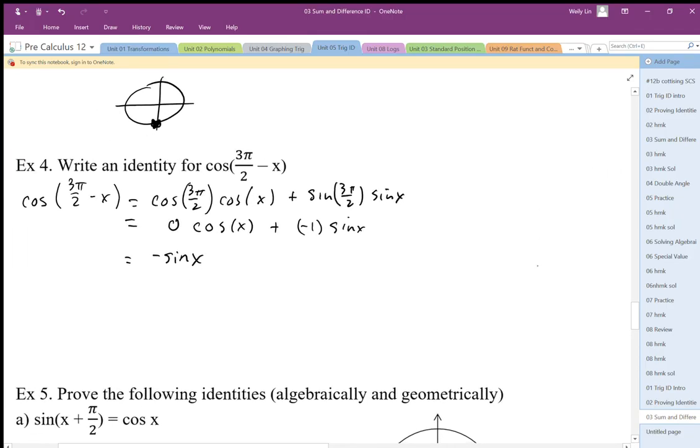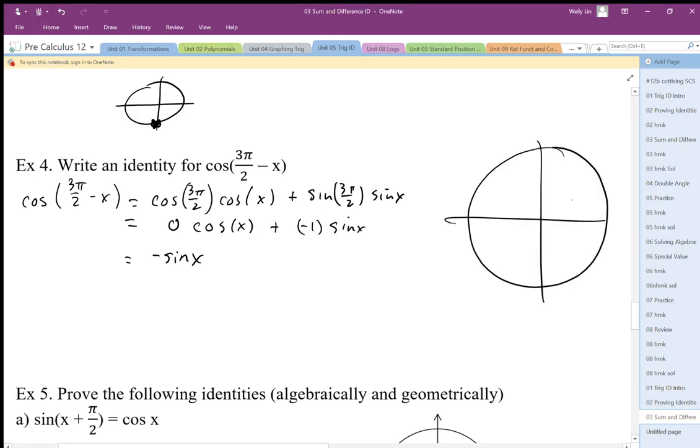We actually did problems like this in the circle trig unit. So I'm just going to arbitrarily draw angle x there. So there's my angle x. And then I'm going to draw 3 pi over 2 minus angle x. So 3 pi over 2 is right there. If I go backwards angle x, I'm going to get that same triangle oriented in this direction. So there's my position there.